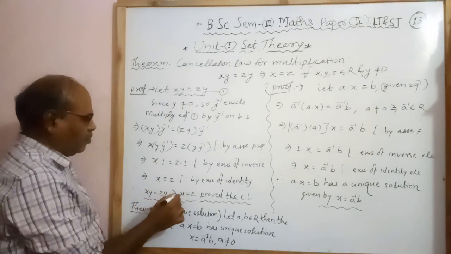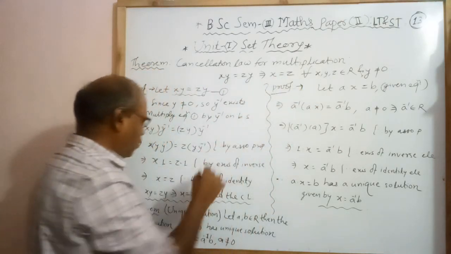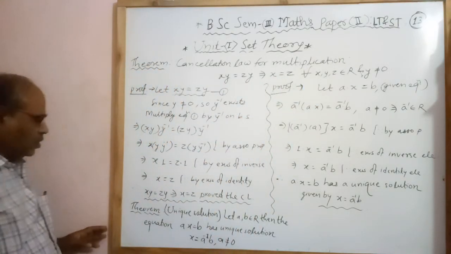xy equal to zy implies x equal to z, hence the property is proved. That is, the cancellation law for multiplication is proved. Now we see the second theorem.